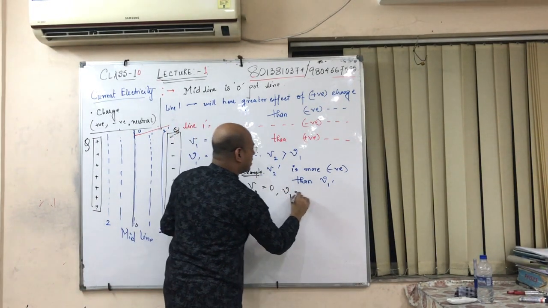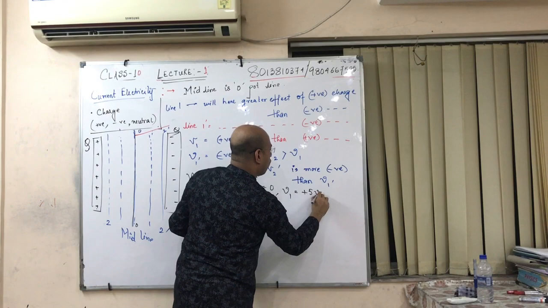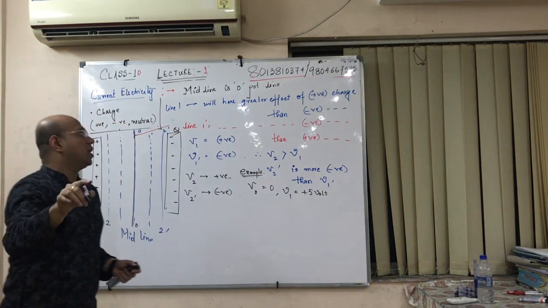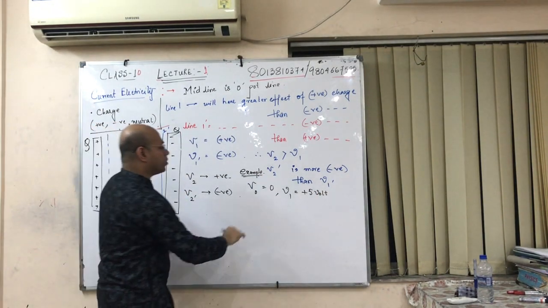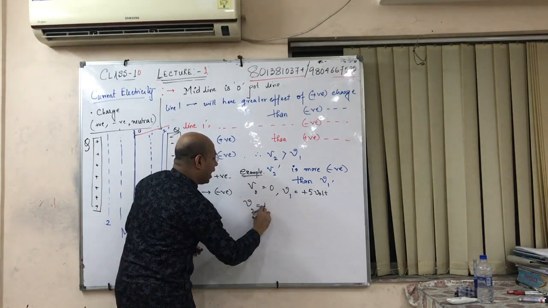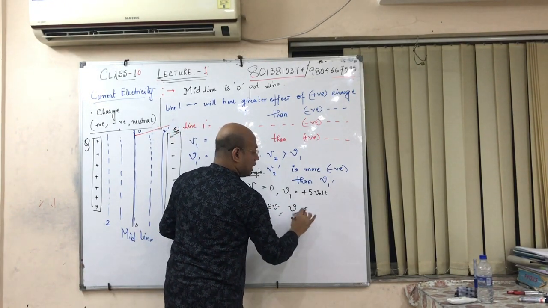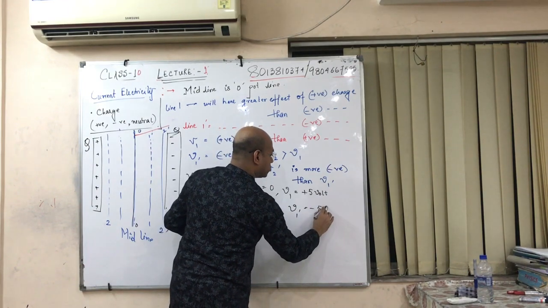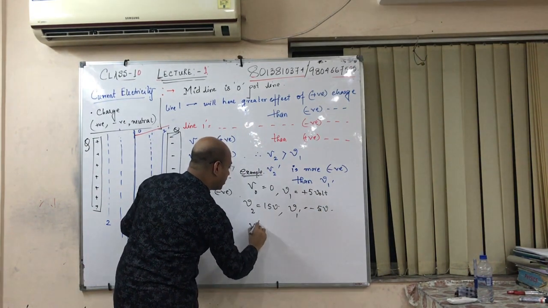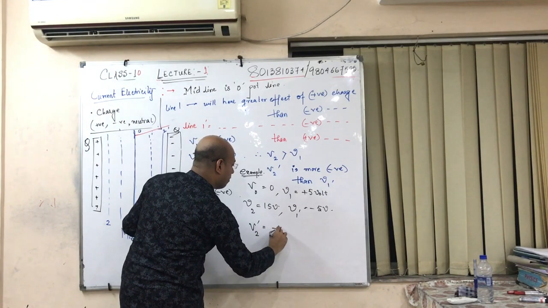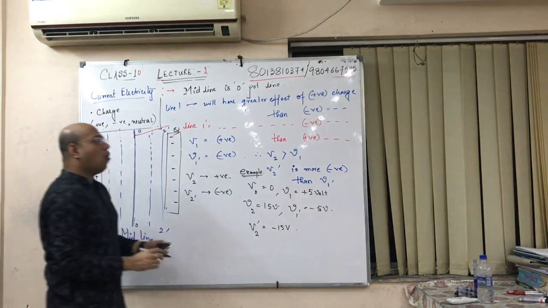V1, say this is plus 5 volt. Now potential has the unit of volt. V2 has unit 15 volt. So V1 dash comes out to be minus 5 volt. V2 dash is equal to minus 15 volt.